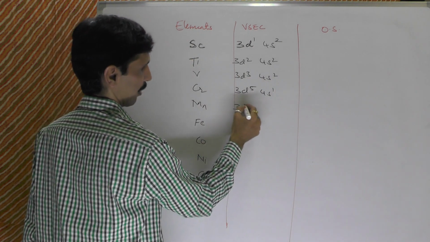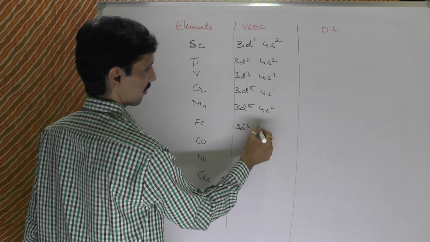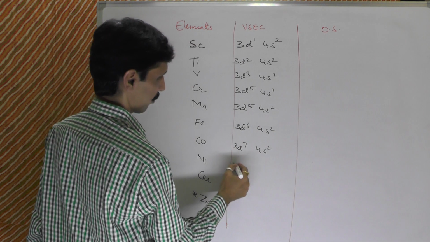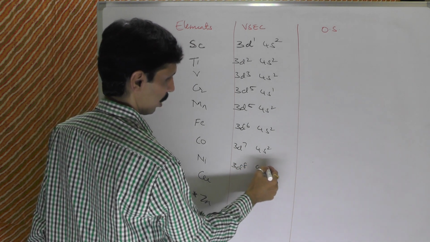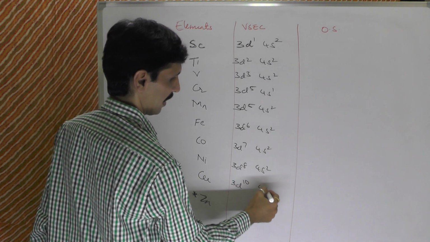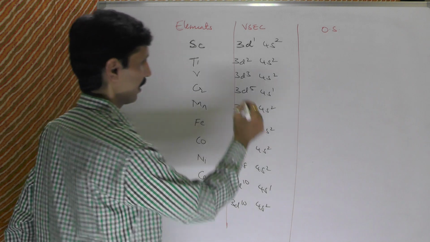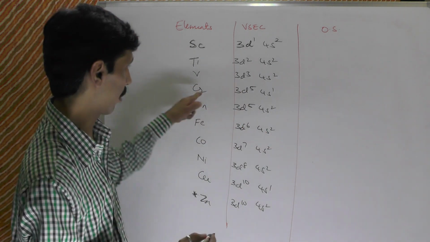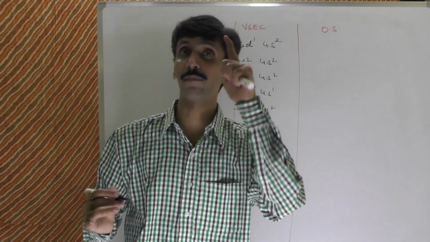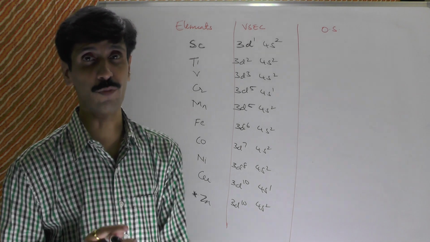I have already explained the reason why. 3d5 4s2, next is 3d6 4s2, next is 3d7 4s2, next we have 3d8 4s2. Next is 3d9, no, it's 3d10 4s1, and then we have 3d10 4s2. I've already explained all these electronic configurations with specific reference to chromium as well as copper in my previous videos. Please go through them. The link is there in the description box.